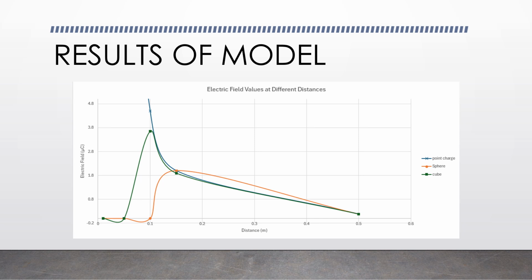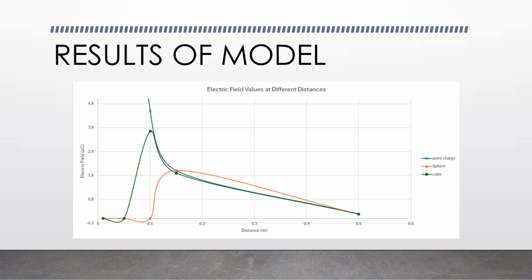For the measure of 0.01 meters away from the origin, for both the sphere and the cube, the measured point is within the surfaces of the shapes, so both of the measures are 0.